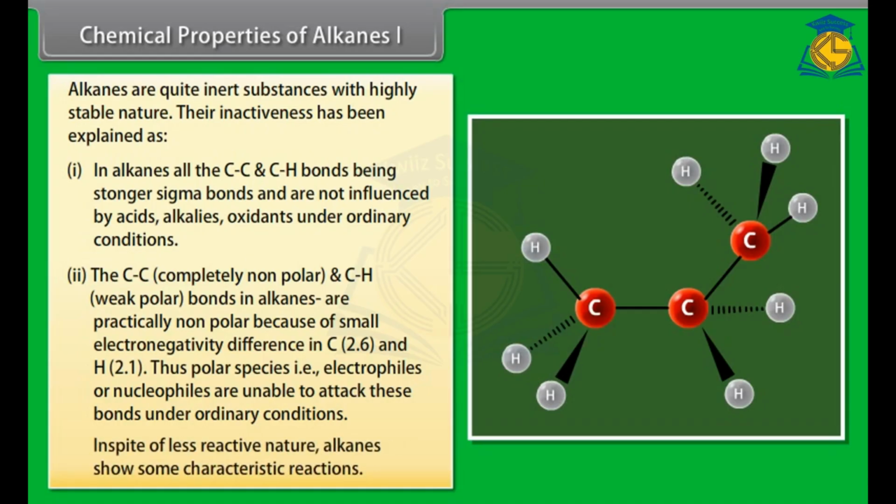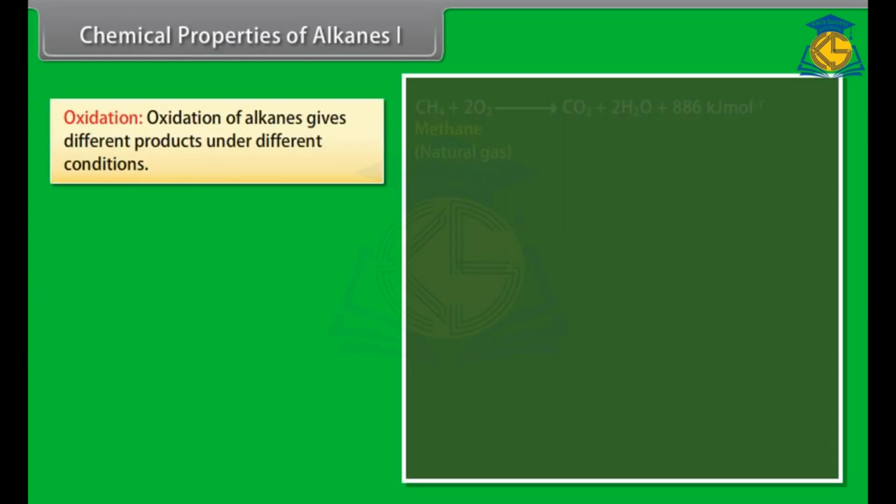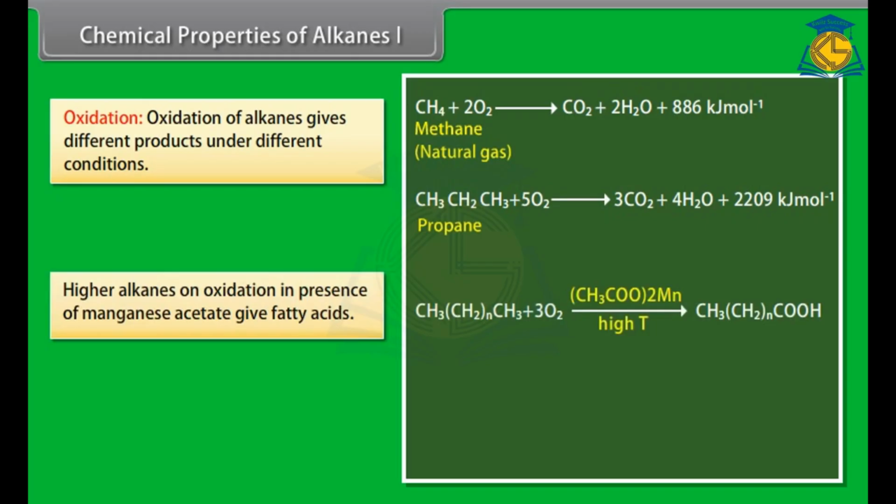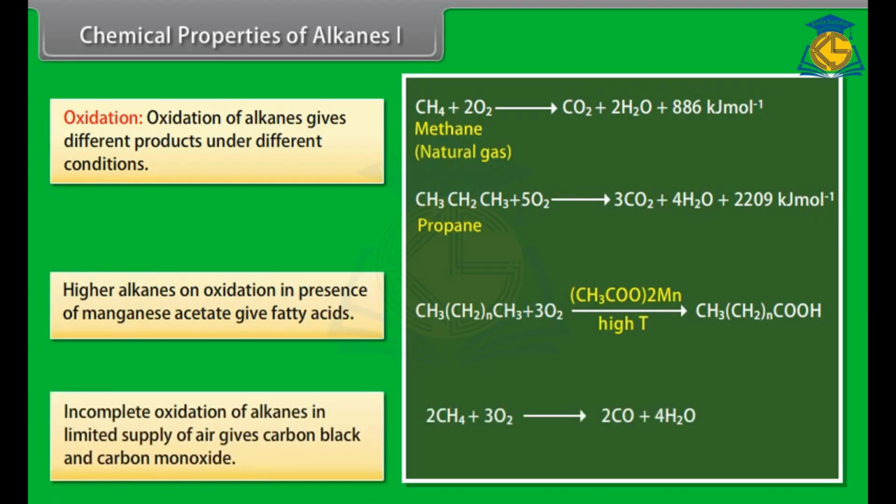In spite of their less reactive nature, alkanes show some characteristic reactions. Oxidation. Oxidation of alkanes gives different products under different conditions. Alkanes on heating in the presence of air or dioxygen are completely oxidized to carbon dioxide and water with the evolution of a large amount of heat. Higher alkanes on oxidation in presence of manganese acetate give fatty acids. Incomplete oxidation of alkanes in a limited supply of air gives carbon black and carbon monoxide.